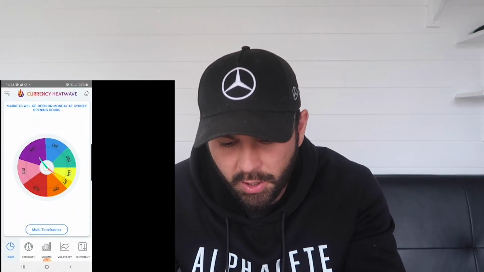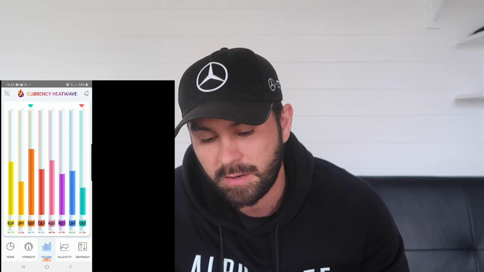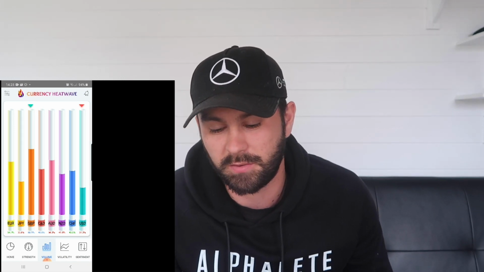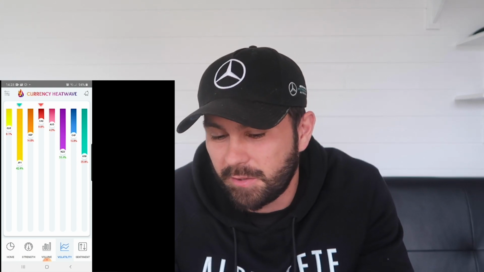So you've got the home bit there, the multiple time frames. You got the strength, which is what I look at most of the time. Volume, I don't really mess with just because it changes all the time. I guess if you were a scalper and you wanted to find what currency pairs are trading the most right now, as you can see from this, it's the pound against the US dollar. Same with volatility, like how much movement or how volatile certain pairs are at the moment.